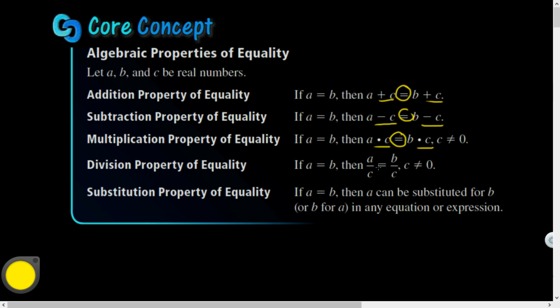If A equals B, I can divide both sides by the same value, and it will still be equal. However, C cannot equal 0. In this case, even more so, because dividing by 0 results in undefined. That's almost how black holes exist. Not quite, but the universe just falls apart mathematically when you divide by 0. Don't do it. If A equals B, then A can be substituted for B or B for A in any equation or expression.